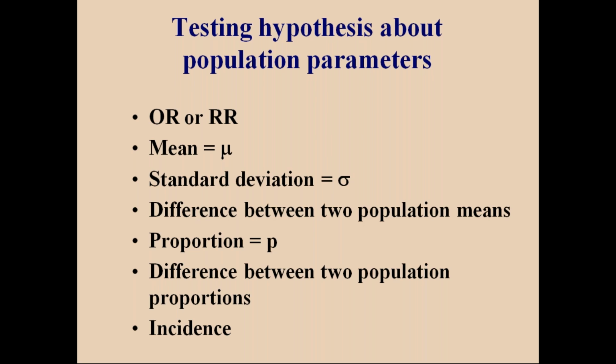Next one is proportion P. P is called proportion. Difference between two population proportions. Next one, what is the incidence? How many patients are affected from dengue? How many patients are affected in TB? That is called incidence.